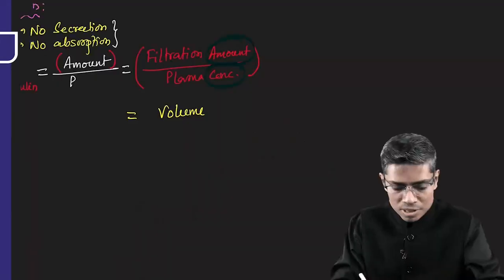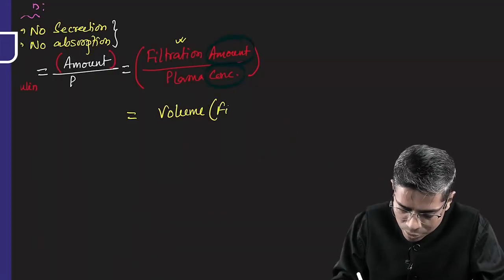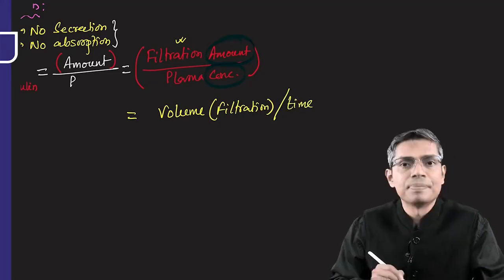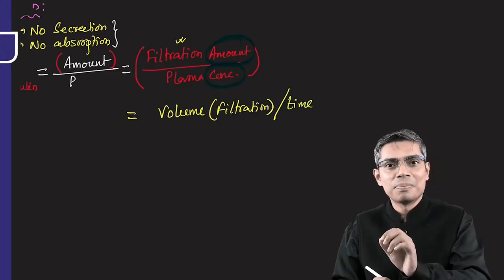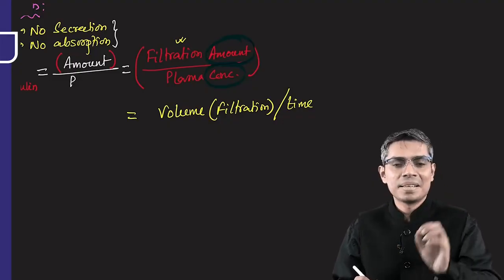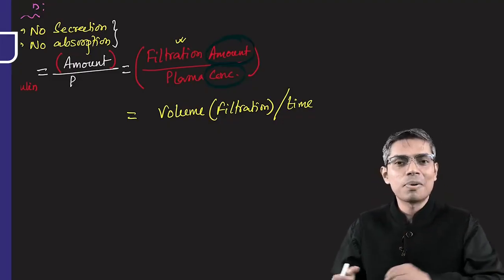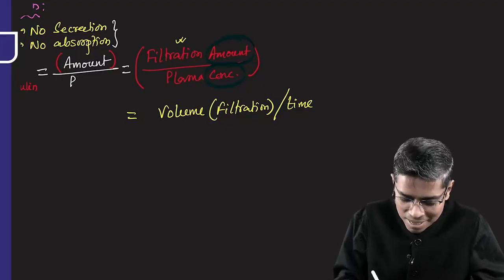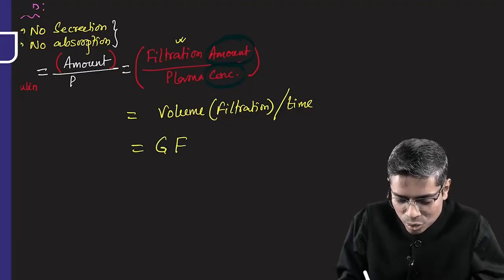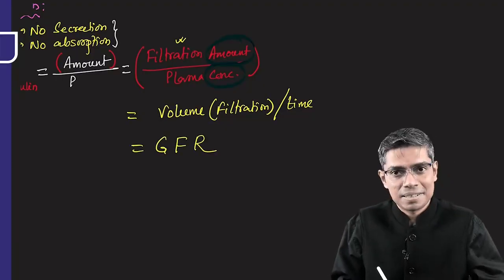What is the concept of clearance volume? Clearance volume means that volume from where the inulin is reaching the level of your urine. So I'm going to get a volume. Which volume? The filtration volume, because inulin has reached there by only and only the process of filtration. So the volume which you are going to get here is the filtration volume per unit time at the level of the glomerular capillary. What is the name of that filtration? This filtration is nothing but the glomerular filtration rate.